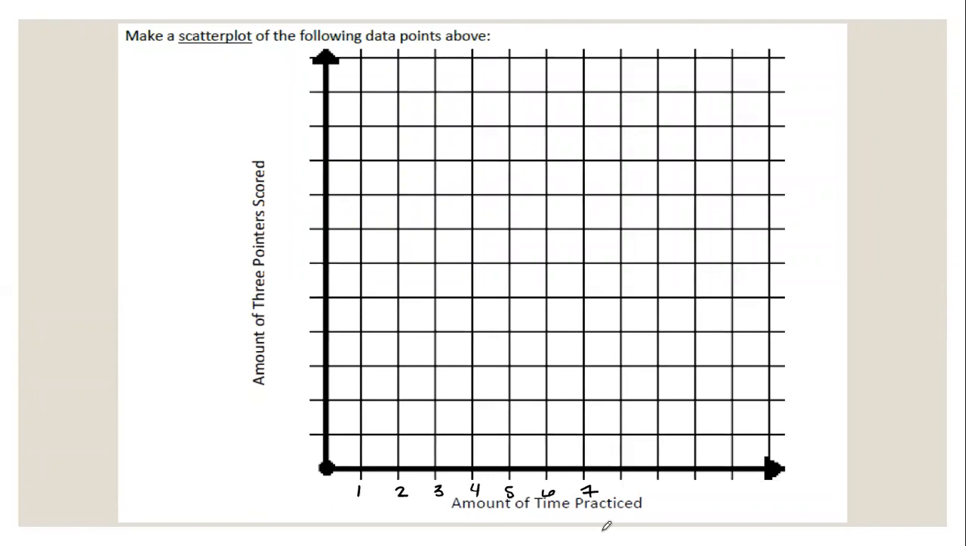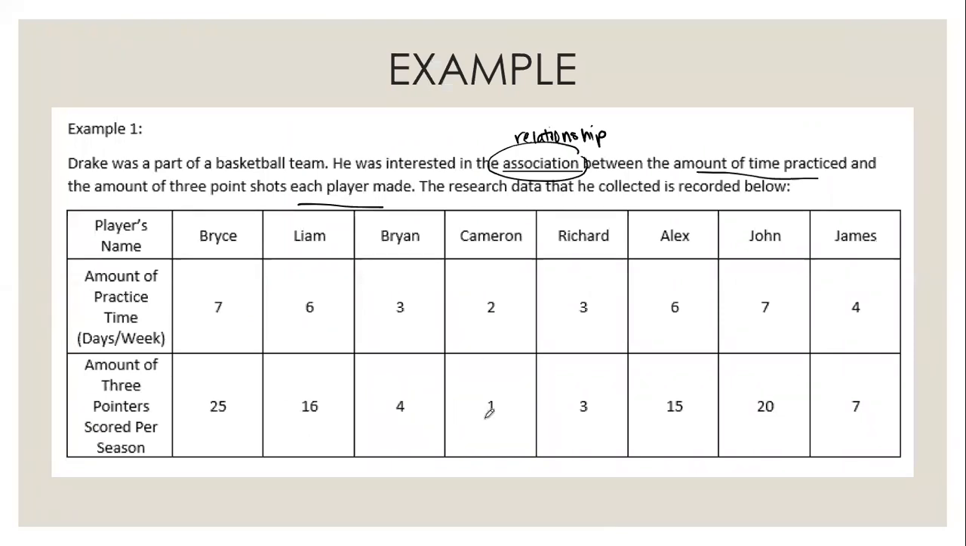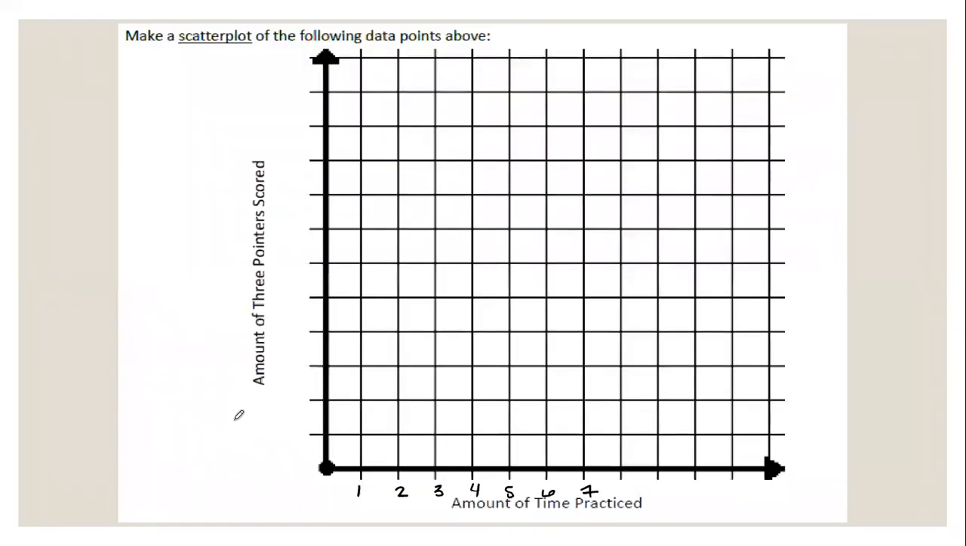And then we have our y-axis. Our y-axis is about the amount of three-pointers scored during that season. Well, on our table, the smallest y value was 1, and the highest y value is 25. So, what do you think we should scale this by? Threes, I agree. Let's try threes. So 3, 6, 9, 12, 15, 18, 21, 24, 27.